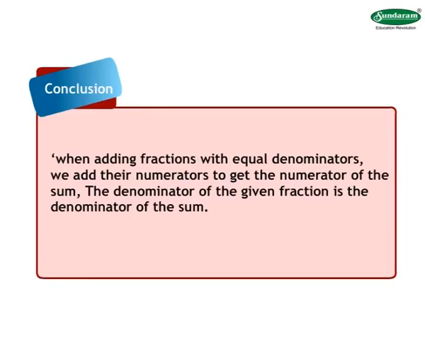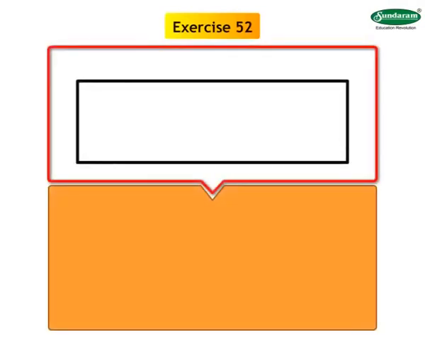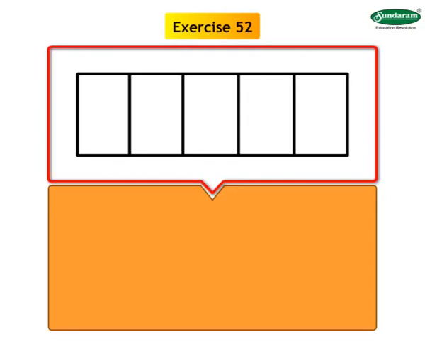Let us solve the problems of the given exercise 52 to understand clearly how to add fractions with equal denominators. Exercise 52. Look at the figure and add the fractions. Solution. Look at the given figure. We can see that there are 5 equal parts. We have to add the fractions 2 upon 5 and 1 upon 5.